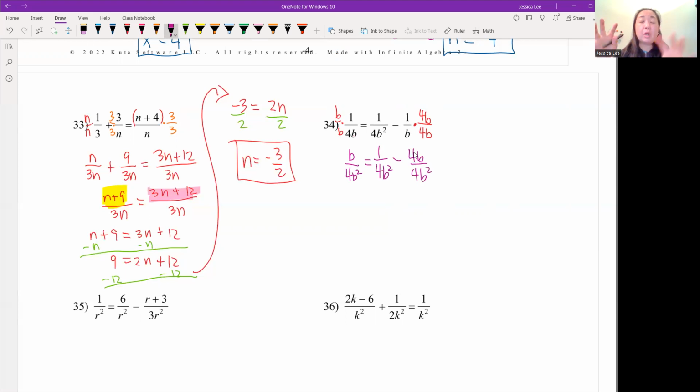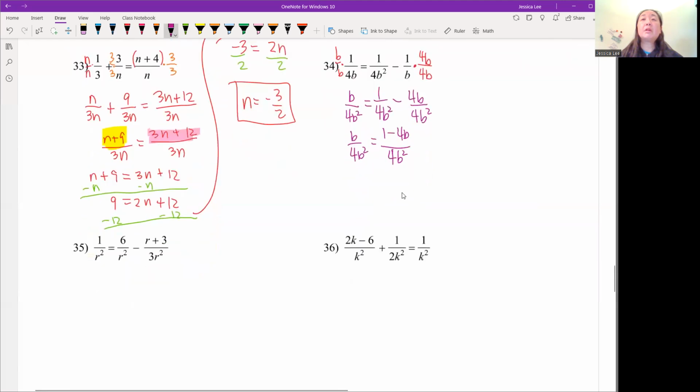Again, I just want one fraction on each side. So we get b over 4b squared is equal to 1 minus 4b over 4b squared. Again, same denominators means our numerators have to be the same. So b is equal to 1 minus 4b. I'm going to get my b's together, so add 4b to both sides. And we get 5b is equal to 1.